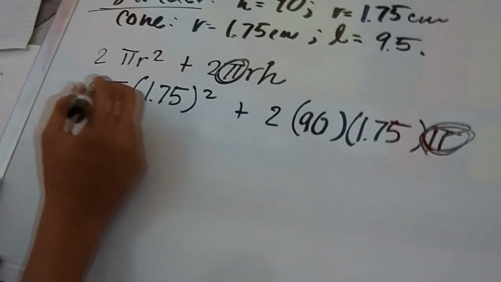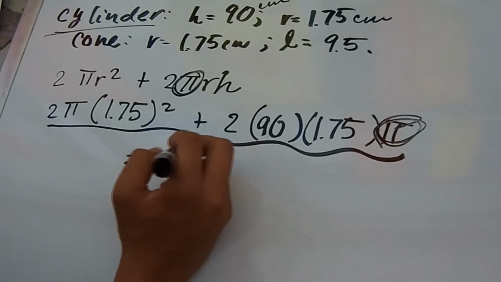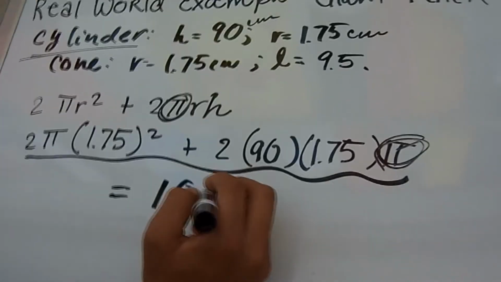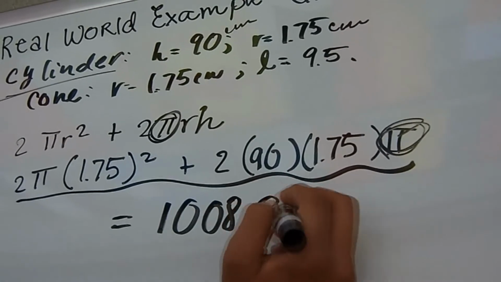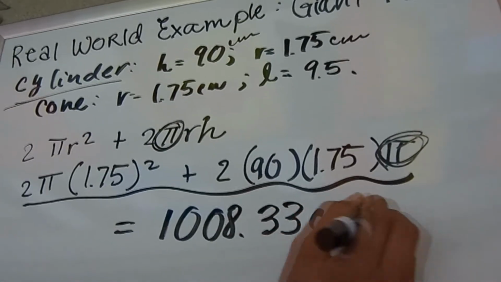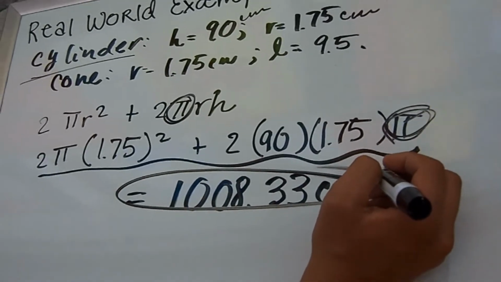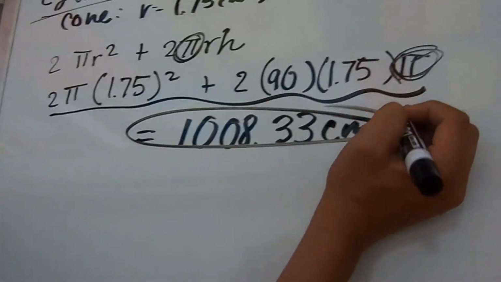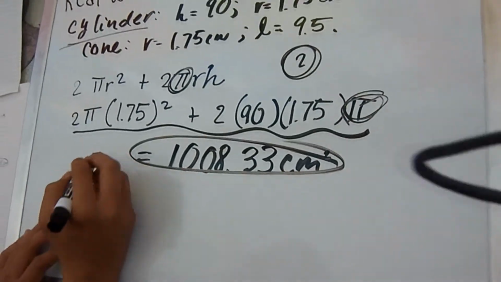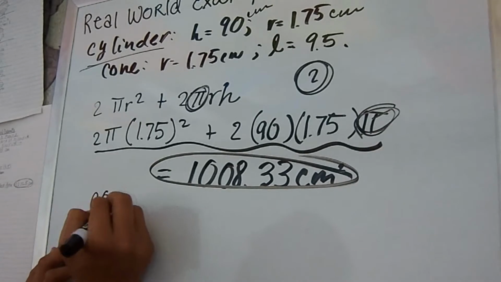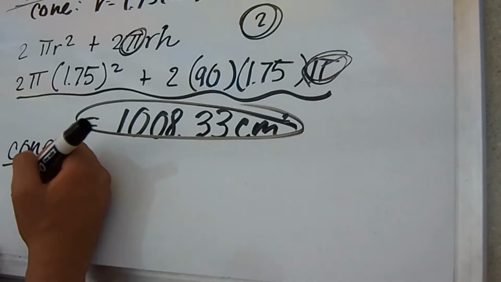And then you can plug all this into a calculator, and you'll get a rounded answer of 1,008.33 centimeters. But then, don't forget your units. Surface area is squared. Don't forget. Okay.